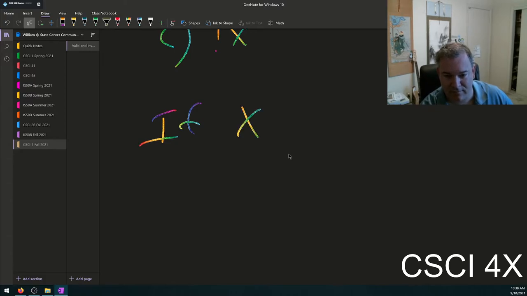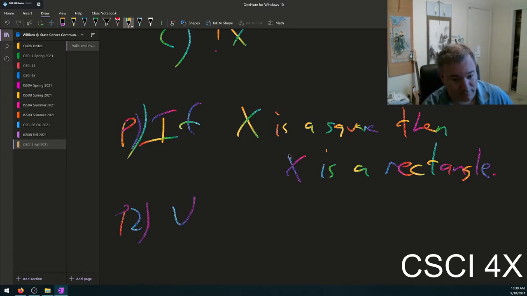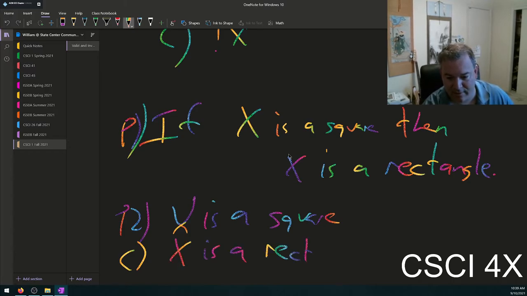If X is a square, then X is a rectangle. Premise one. Premise two. X is in fact a square. Conclusion. X is a rectangle. What do you think? Valid or invalid? Let's not worry about soundness right now.